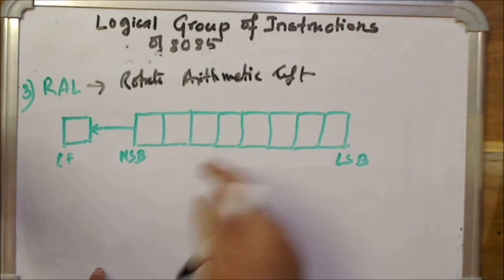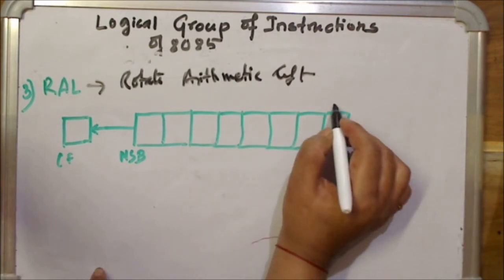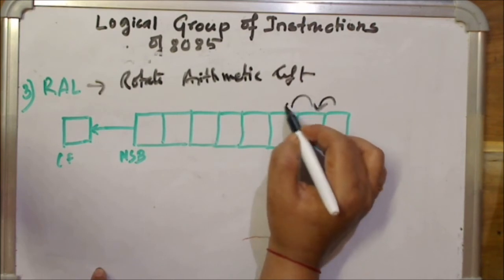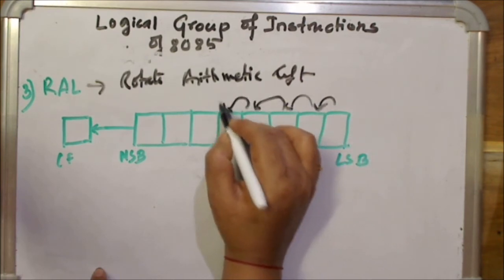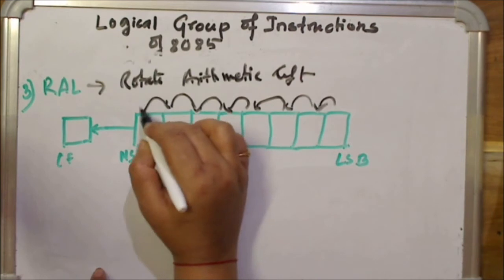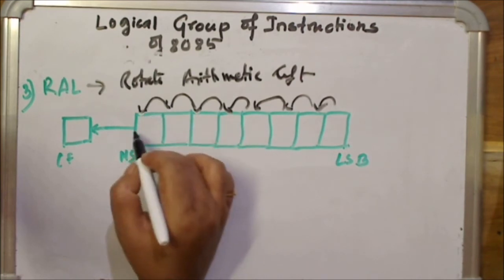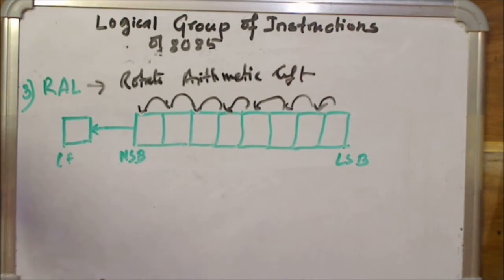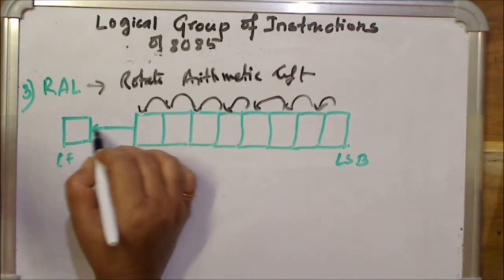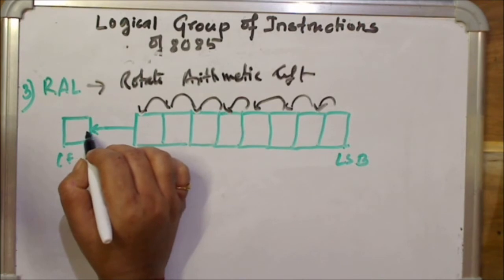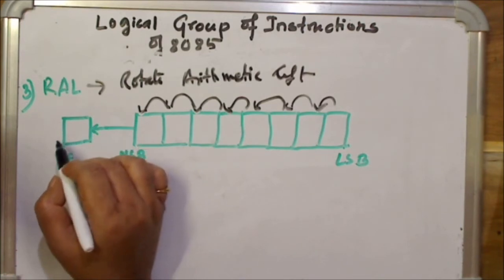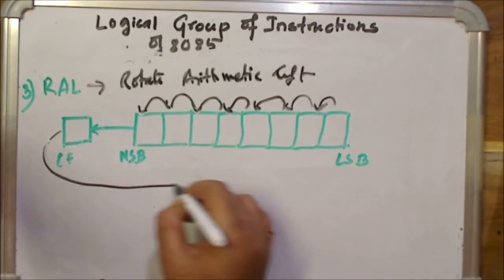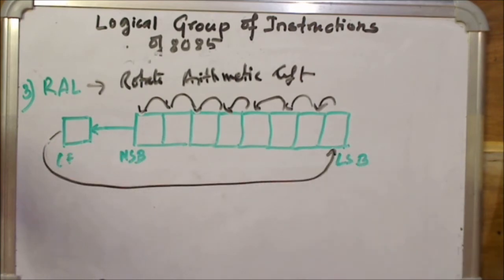Now here you see the same. Each bit will rotate one bit left. The MSB will go to the carry flag, and the carry flag will go to the LSB. You understood the difference?